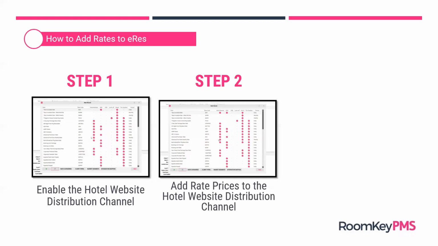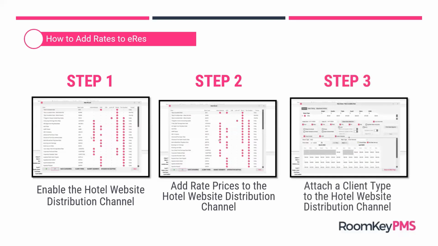Now I have one final step. Step number 3 is to attach a client type to the hotel website distribution channel. Sometimes we call this step making it bookable because every rate requires at least one client type attached in order to be bookable. So let's see how to do that here in step number 3.